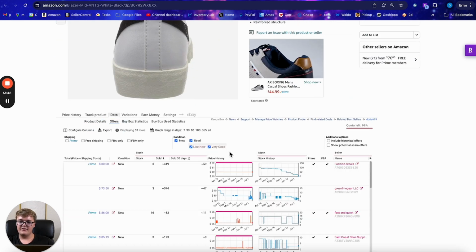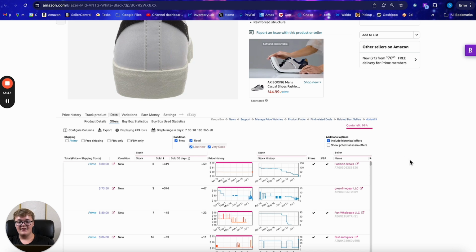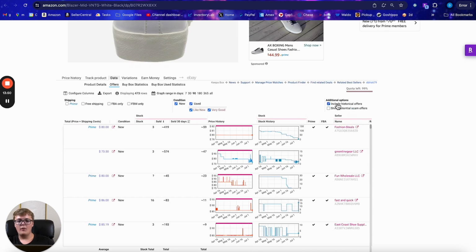Let's dive into offers. This is one that I like a lot, actually. One note about offers, you always want to immediately, as soon as you pull this up, just come over here and click include historical offers. Whenever I click this, it doesn't really do anything for me. I don't usually click that. I never really look at listings where it will show more sellers whenever I click that. So I just don't really do it. But get in the habit of clicking include historical offers on every one of these.